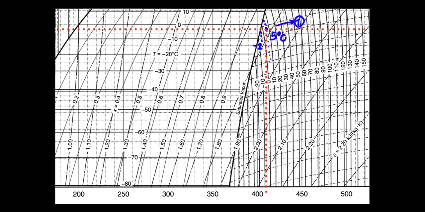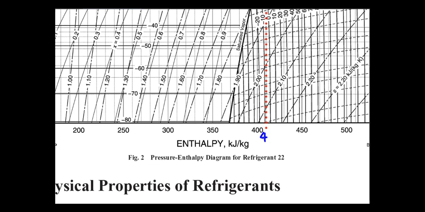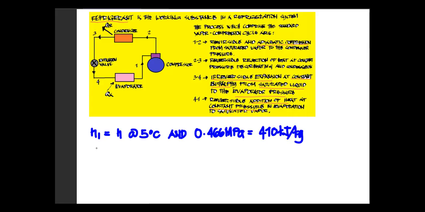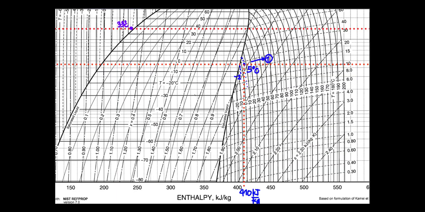Drawing the dotted line from the intersection, we have here the value of 410. I'm going to write here the value of enthalpy, which is 410 kilojoules per kilogram. So for enthalpy at point 1, we have H at 5 degrees Celsius and 0.466 MPa equivalent to 410 kilojoules per kilogram. That will be the value of enthalpy 1, referring to our pH diagram.